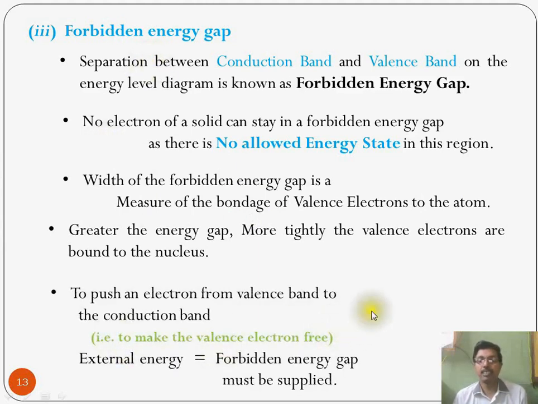So in that case, if you want to push electrons from the valence band to the conduction band, we have to supply certain external energy. How much? It has to overcome the forbidden energy gap. That much external energy must be supplied to make the valence electrons free. That is, to make valence electrons free electrons, we have to supply external energy, and by supplying it we can push the electrons from the valence band to the conduction band.